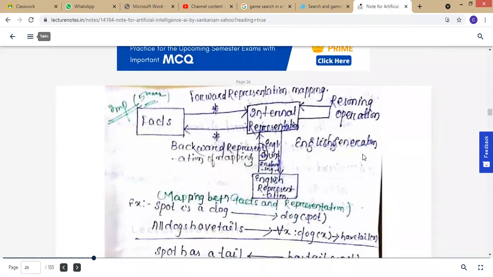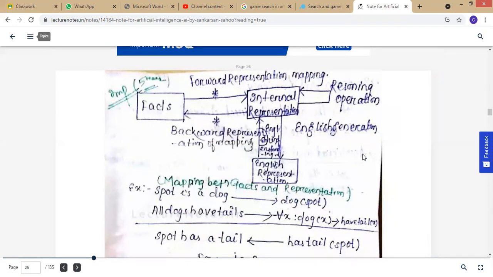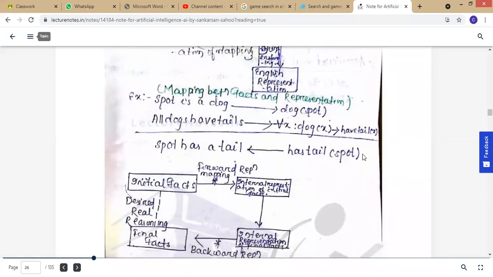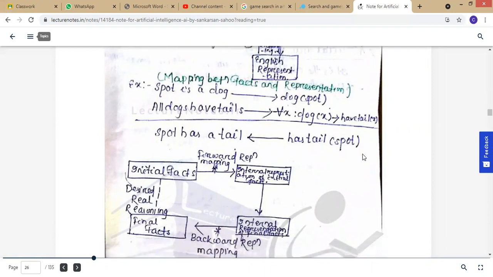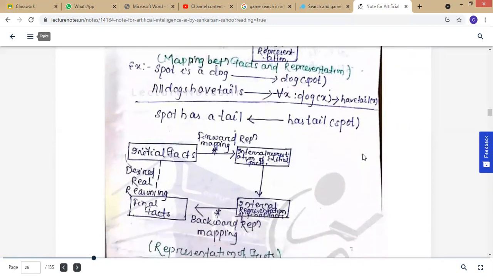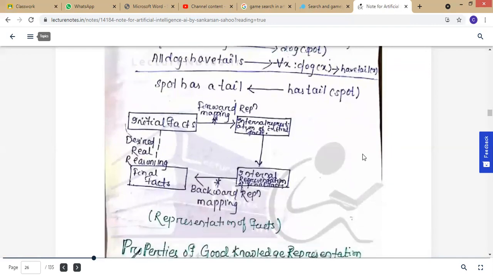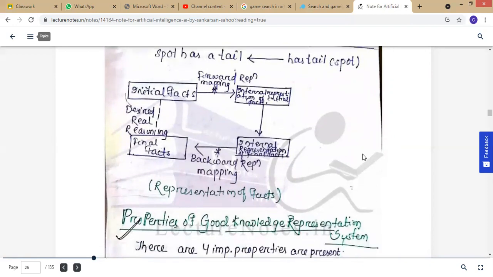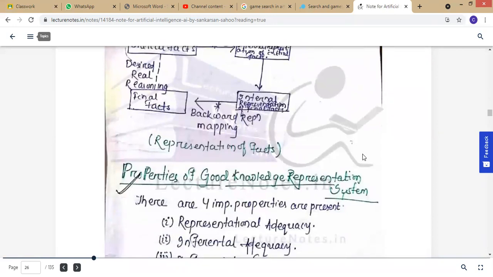So this is the diagrammatic view of forward representation mapping. It includes the fact, internal representation, reasoning operations, backward representation, and all these contents are interrelated and inter-attached to each other. Mapping the features in the fact representation. For example, Spot is a dog. All dogs have tails. Spot has a tail. It includes initial facts, internal representation, forward representation described visually, final facts, and internal representation backward behavior.